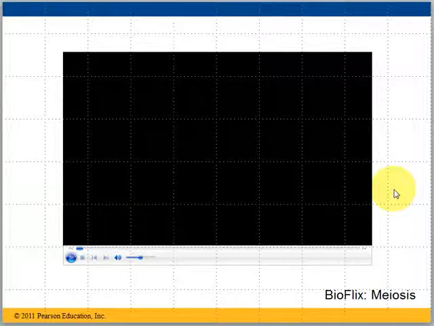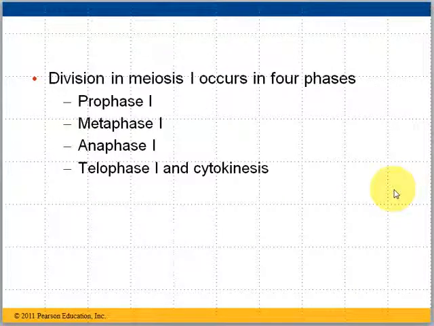For a good overview, you want to go see the BioFlix video that's loaded up on the website for meiosis. It's a great overview and kind of gives you basically the visual details of the process that's going on. So once we've gone through interphase and the cells have replicated their chromosomes, we're ready to go through our first division. In meiosis 1, has the same 4 phases as we saw in mitosis. You have prophase, metaphase, anaphase, telophase, and then you have cytokinesis.